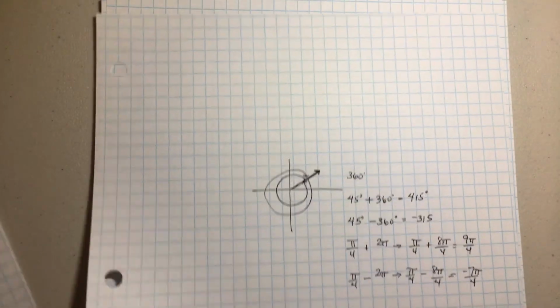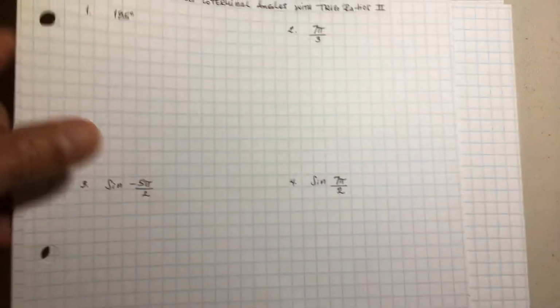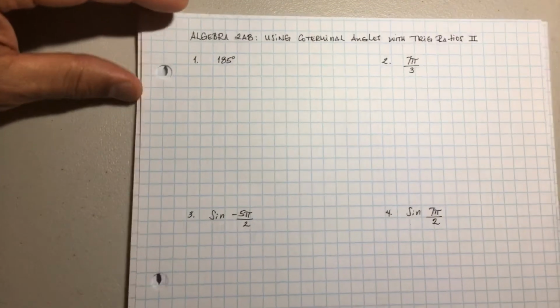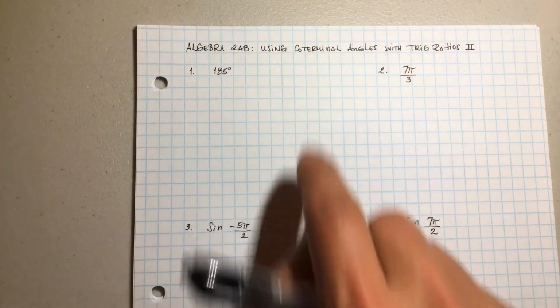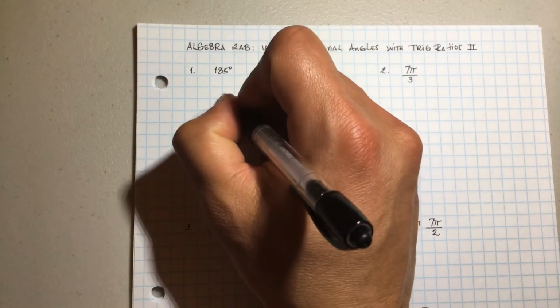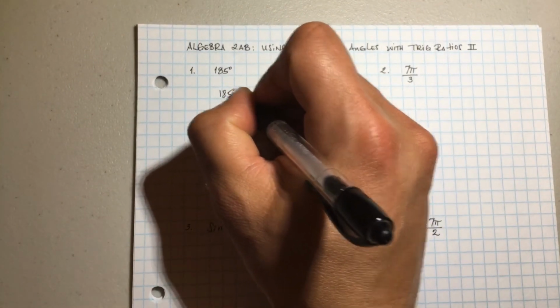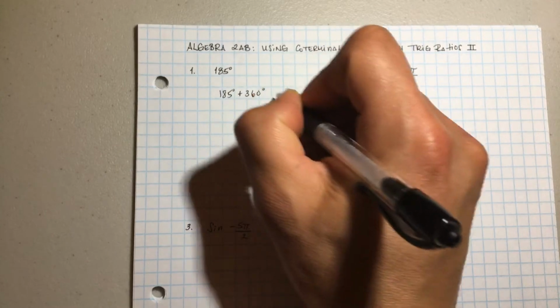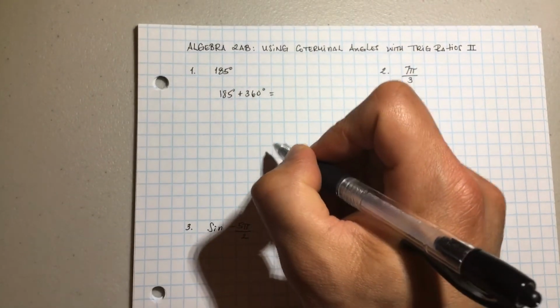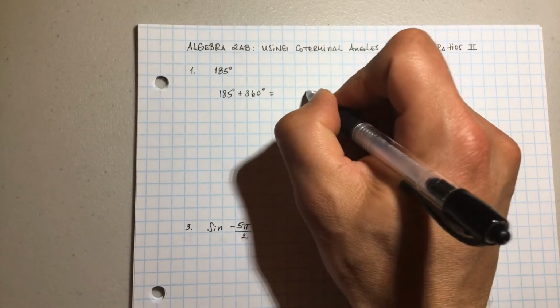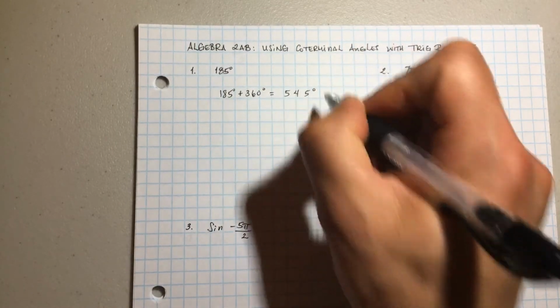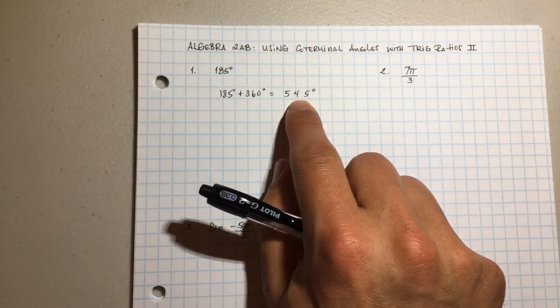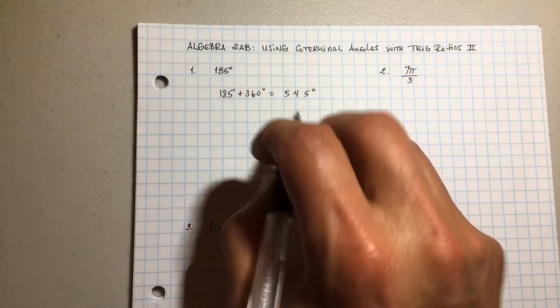So let's go ahead and do some of these problems and see if we can figure them out. For 185 degrees, we want to find the coterminal angle. We're going to stay with degrees, so we're going to do 185 degrees plus 360 degrees. And what's that going to give us? 5 plus 0, that's 5. 8 plus 6 is 14. 1, 3, 4, 545 degrees. So this is the coterminal angle of 185. That's the positive one.